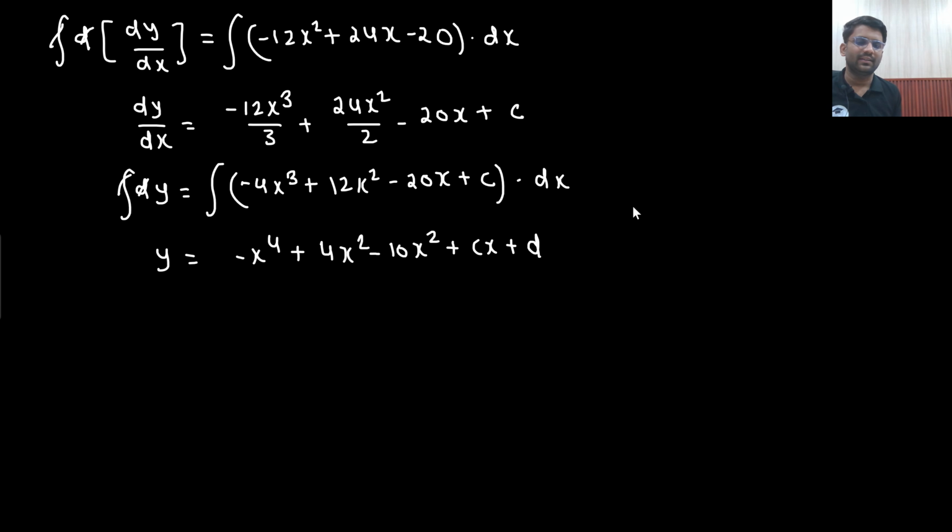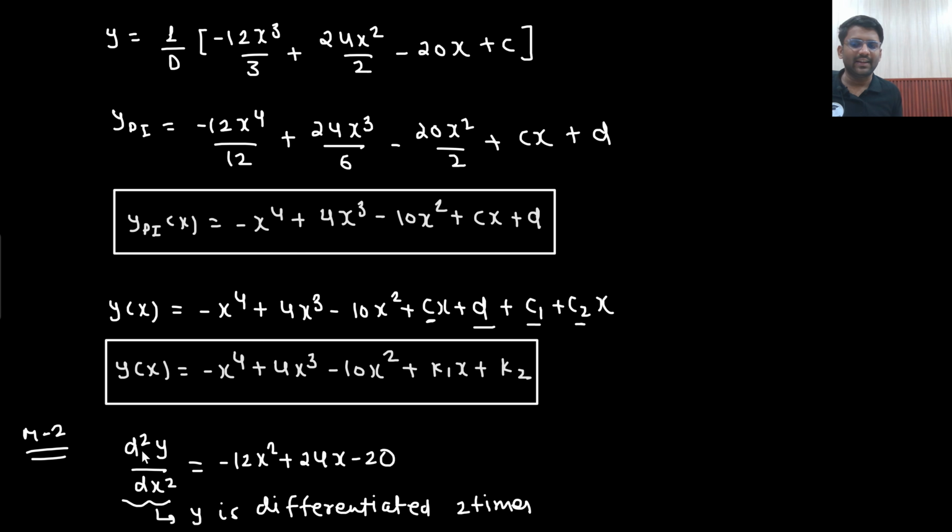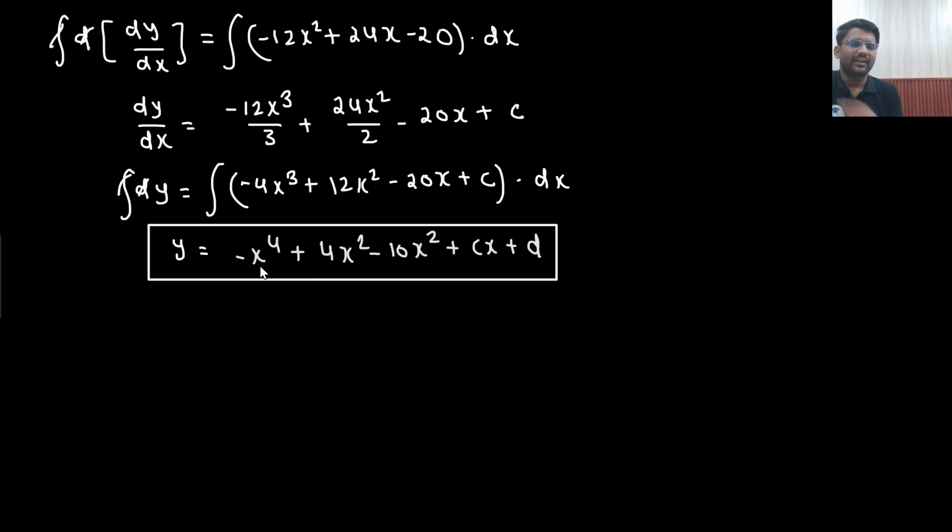Same answer we are getting. So it was not even required. So much effort was not even required, right? You are getting the same answer only. So simply you think here, sir, that here y is differentiated 2 times. So if I need to get y, that means I need to integrate this function 2 times. So if I integrate it 2 times, then I will get the answer.